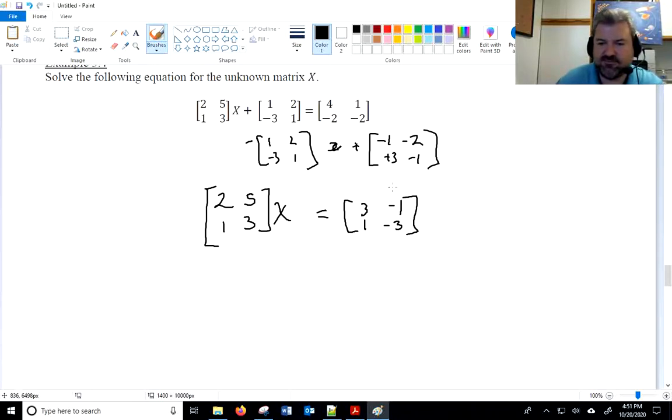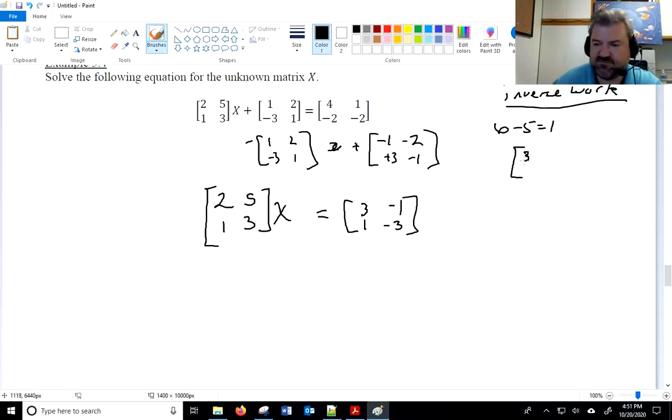All right, now what I'm going to do is find the inverse of this matrix and multiply by it on the left and right. So let's find the inverse. So I'm going to do that over here. I call this my inverse work, okay? Okay, so the determinant of that is 6 minus 5, which is 1.